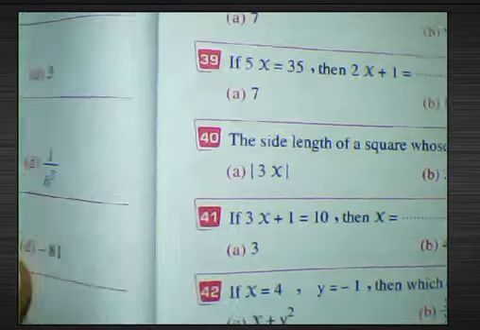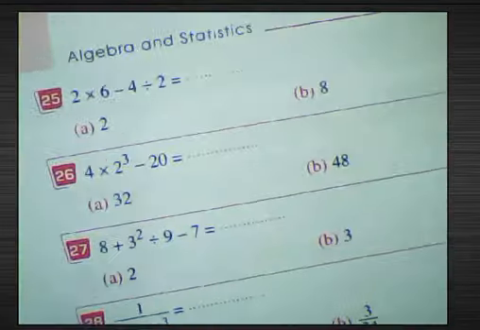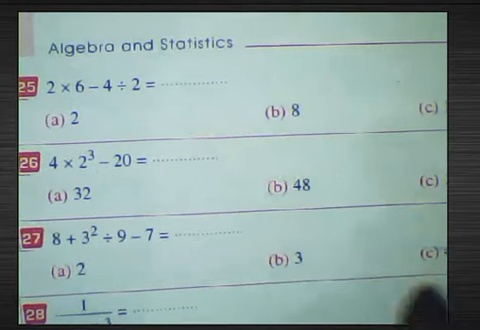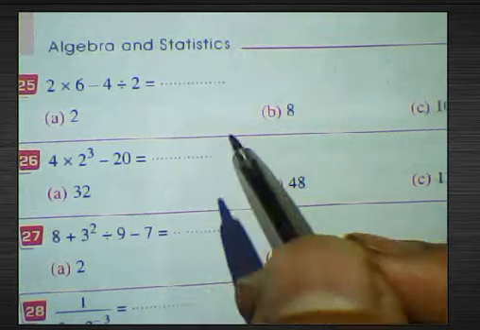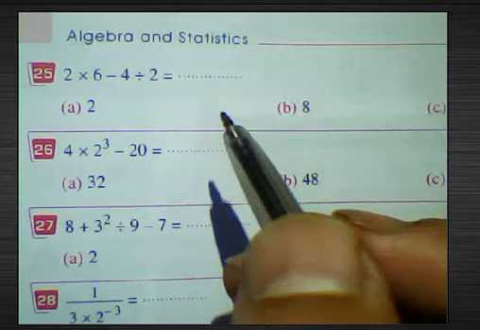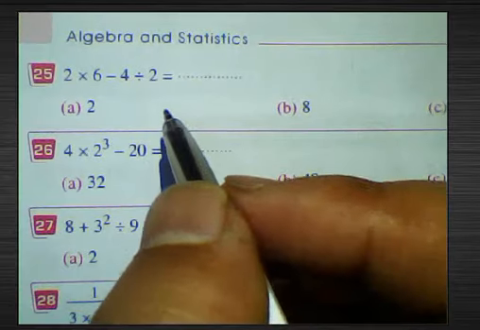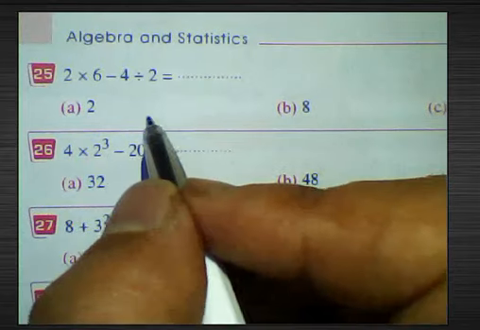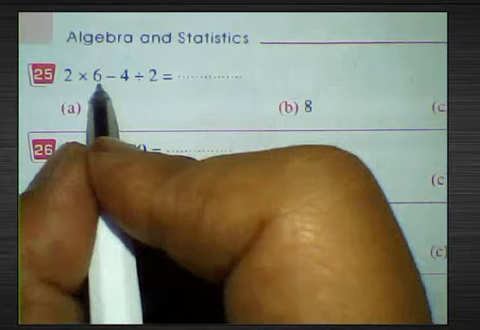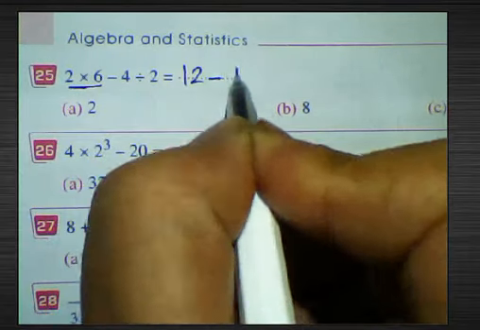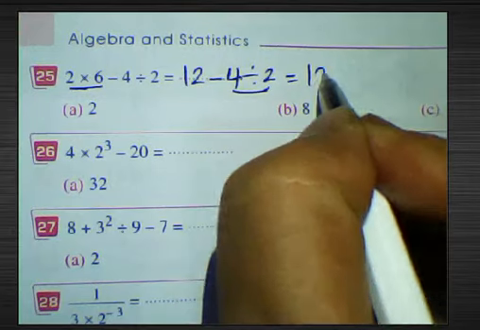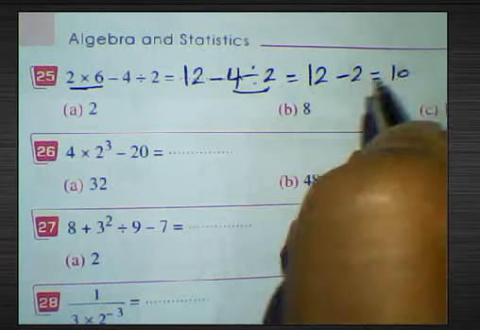Next page. 2 times 6 minus 4 divided by 2. It's order of operations. We know parentheses first, exponent next, multiplication and division in the same step, then addition and subtraction, from left-hand side to right-hand side, first come first serve. So in this example we have 2 times 6 equal 12. Subtract by 4 divided by 2, and then complete. 4 divided by 2 equal 2. 12 subtract 2 equal 10. The result will be 10.